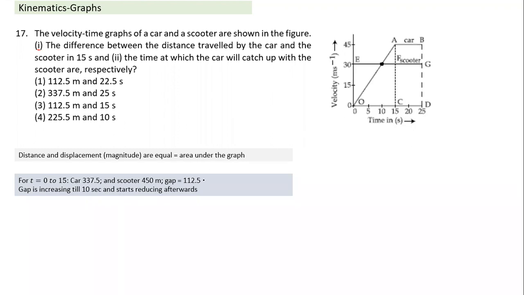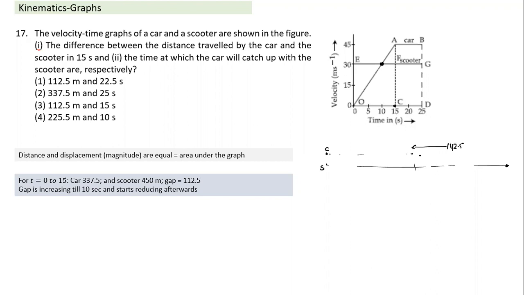So the gap is 112.5, and after 15 seconds, will the gap start shortening or will it start increasing? Tejas? Yes, sir. See, at 15 seconds, suppose this was the car and this is the scooter. What has happened at 15 seconds? At 15 seconds, the car has traveled a certain distance and the scooter has traveled more distance. And the gap is equal to 112.5 meters. That's what I calculated. Yes, sir.